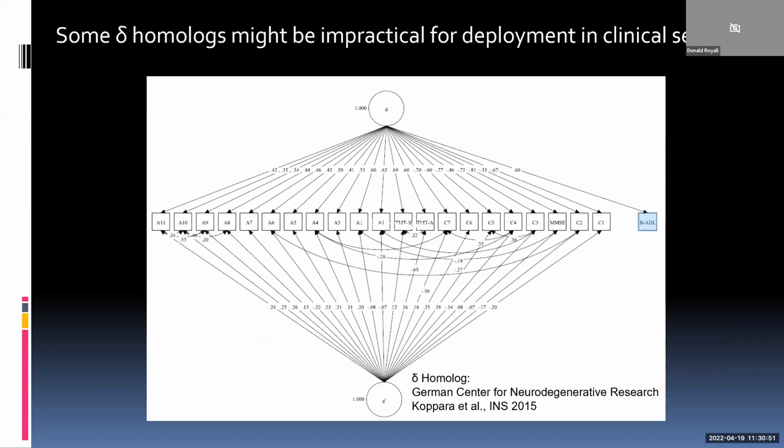So some of the D homologs are impractical for clinical deployment. I really like this one because of its elegance. This was published in 2015 by Alex Kopera in Germany. In the beginning, none of us knew what measures to put into D, so we tended to just throw in the kitchen sink. We would throw everything in there, and that's what they did in this case.